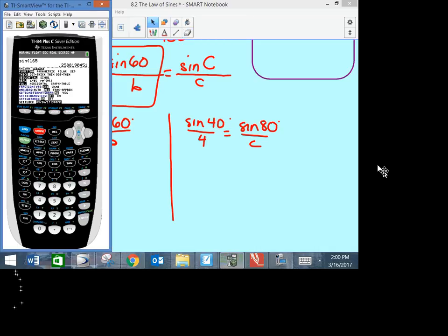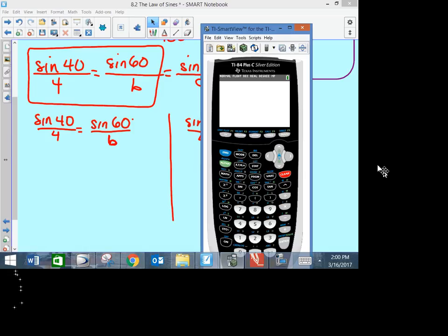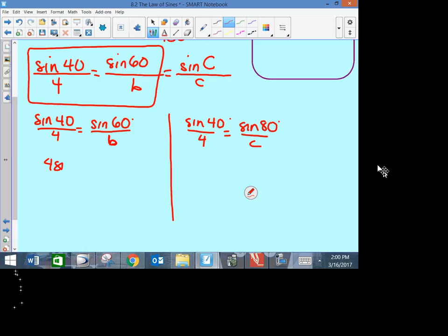Degrees, I'm good to go here. All right, so what am I going to do to solve here? Yep. So it's 4 times sine 60 degrees equals sine 40 degrees times b. So it's 4 sine 60 degrees divided by sine.